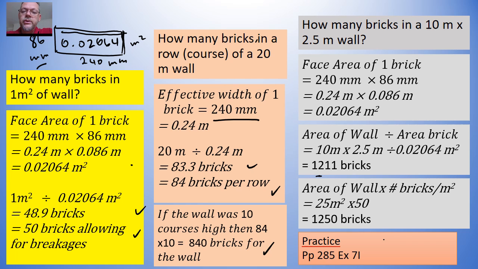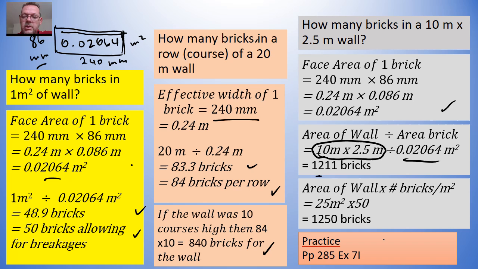The other way we could consider is asking how many bricks are in a 10 meter by 2.5 meter wall, so 10 meters wide and 2.5 meters tall. What we would do is calculate the face area of the brick, which we've done over here, and then work out the area of the wall, which is a rectangle, so 10 times 2.5, and then divide it by the area of a brick, and that will give us 1,211 bricks.